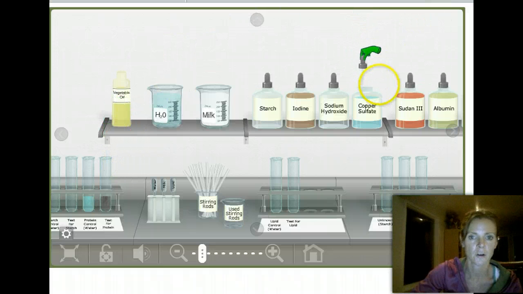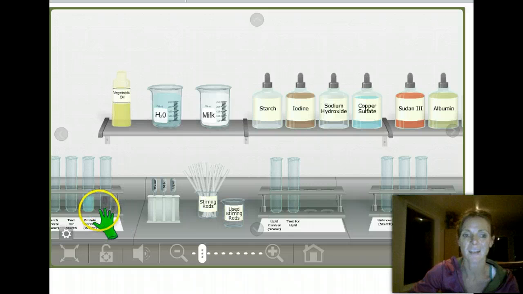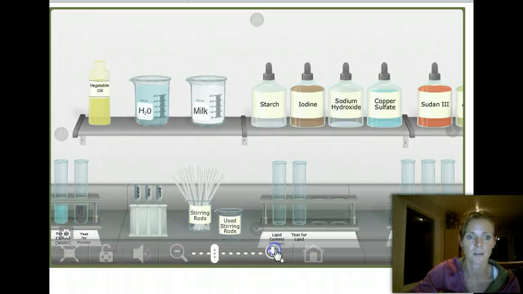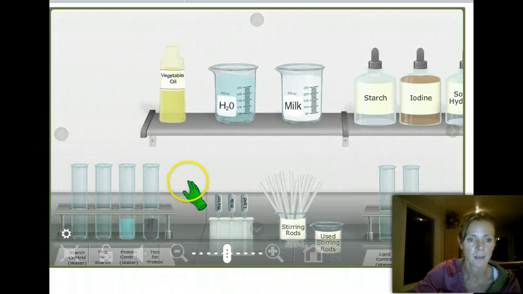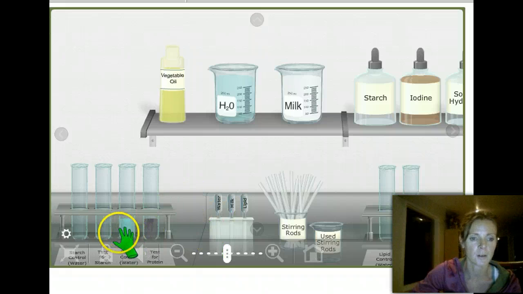Okay, notice it turned kind of that bluish purple. That's a positive test, and I can scroll in a little bit closer so you guys can see that. Okay, so there are your negative tests with the water and your positive test for the protein.